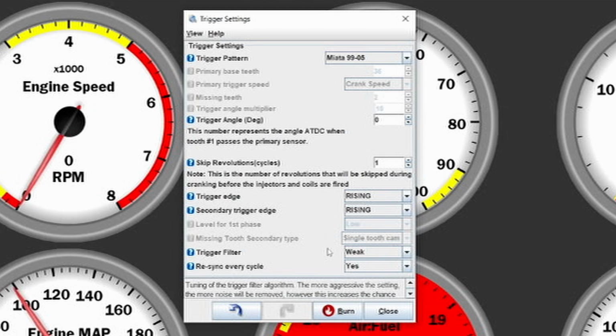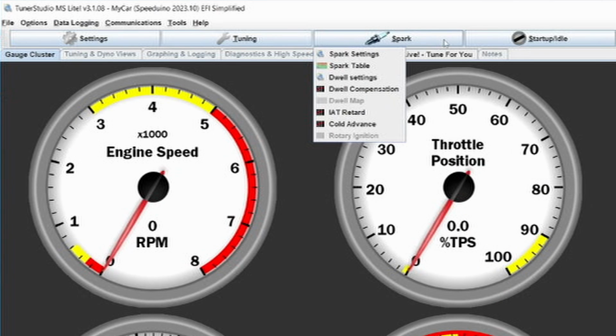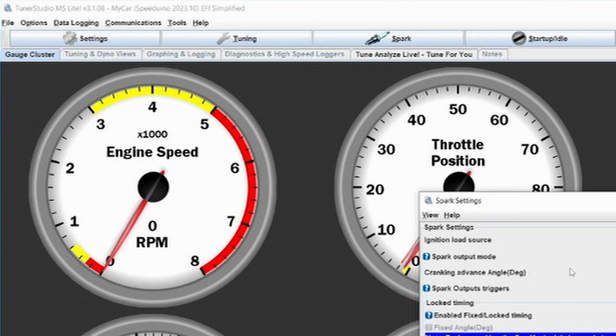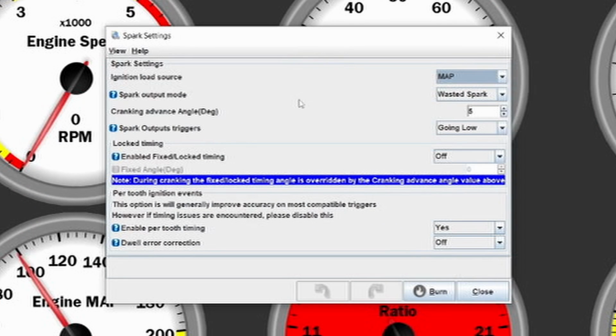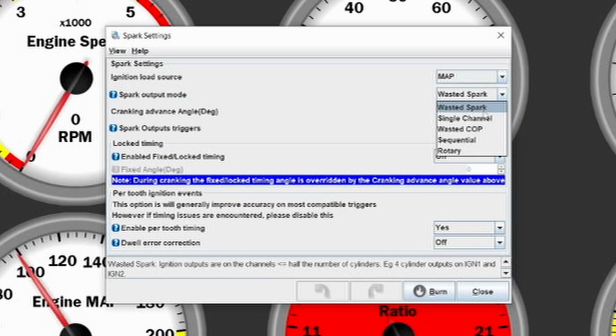That can happen actually. For startup purposes, which we are going to look at mainly right now, you also have to look at spark settings and check if your parameters are set correctly. In this case, on the stock Miata setup, we are using wasted spark. That means that two coils are firing at the same time, and the other option would be sequential, so that every coil fires when it needs to.